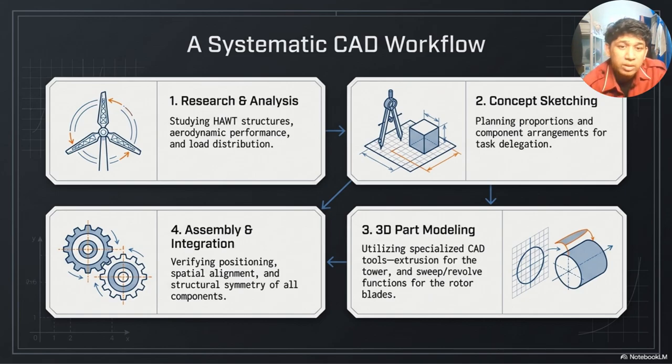On the third one, we are doing the AutoCAD application, 3D part modeling utilizing specialized CAD tools: extrusion for the tower, and sweep or revolve function for the rotor blades. And lastly, we are doing assembly and integration, verifying positioning, spatial alignment, and structural symmetry of all components.